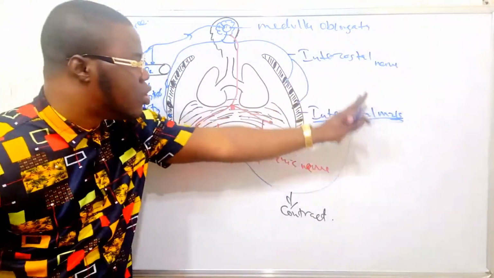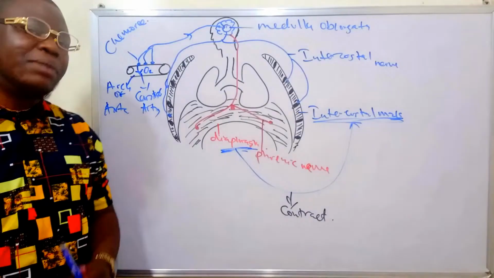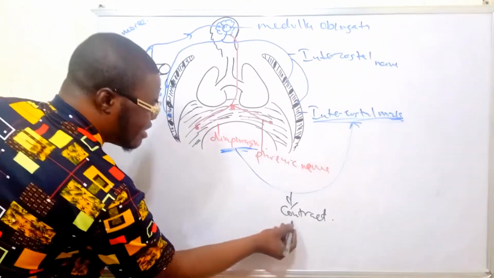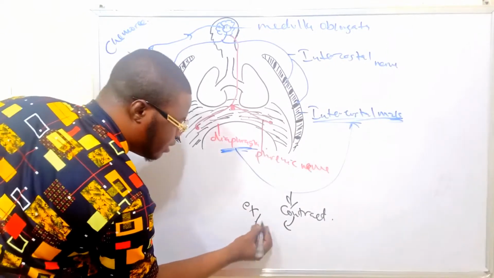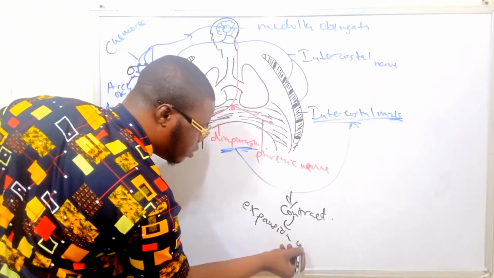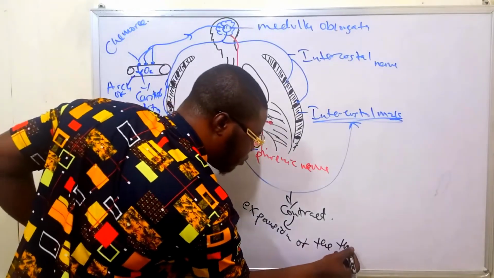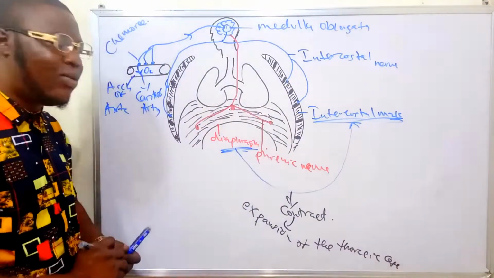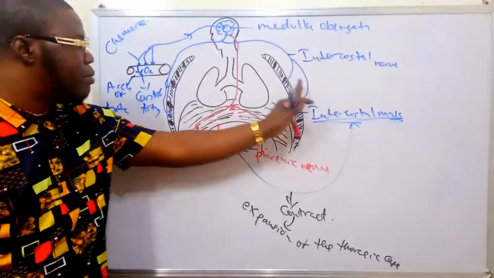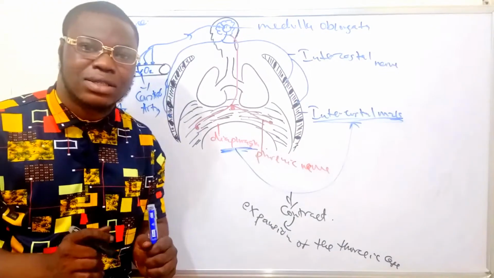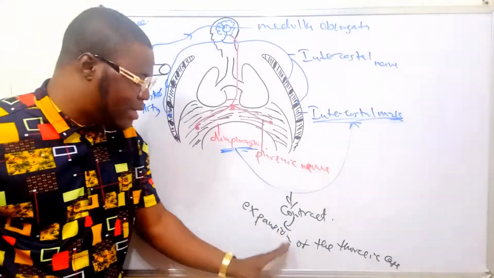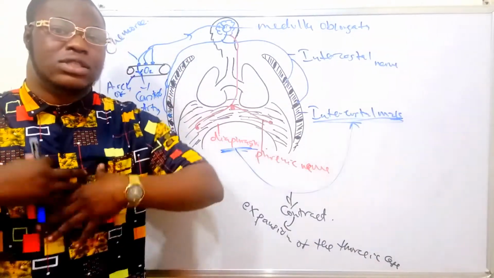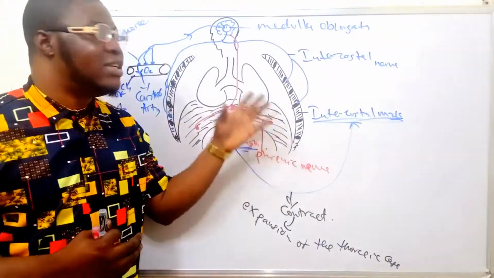And when these 2 muscles contract, they are going to bring about a single thing. And that thing is expansion of the thoracic cage, or thoracic cavity. Now, what's the meaning of that? When the intercostal muscle and the diaphragm contract, they expand, which means to increase the thoracic cage or thoracic cavity. I've told you the thoracic cage is your chest. So that is what happens in the inspiratory phase.